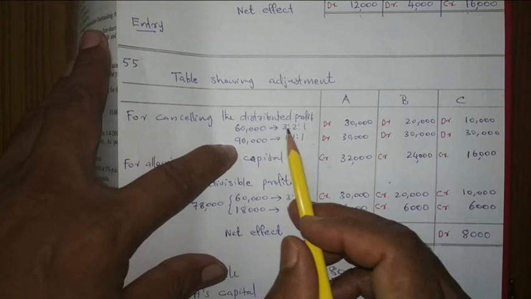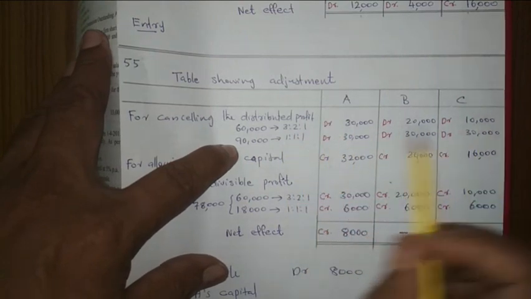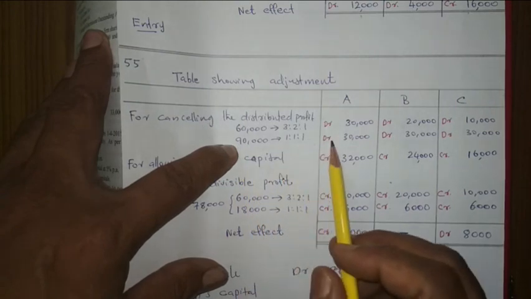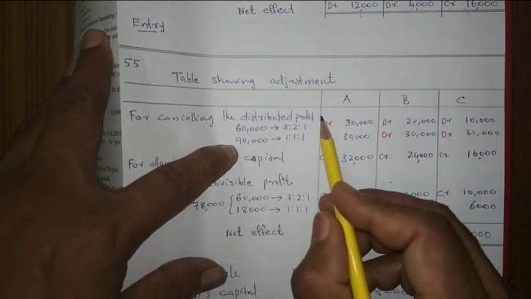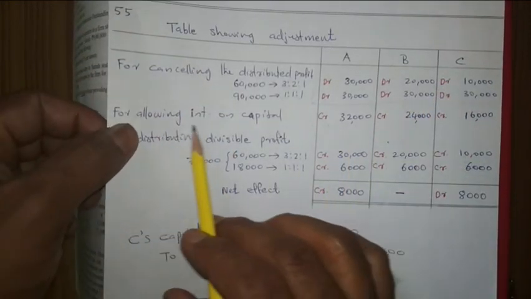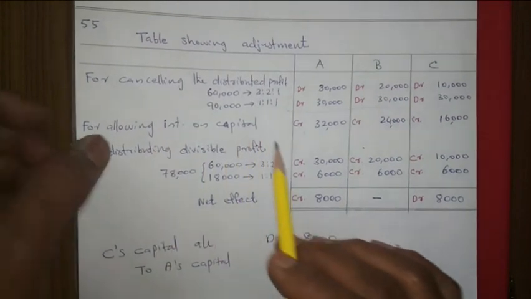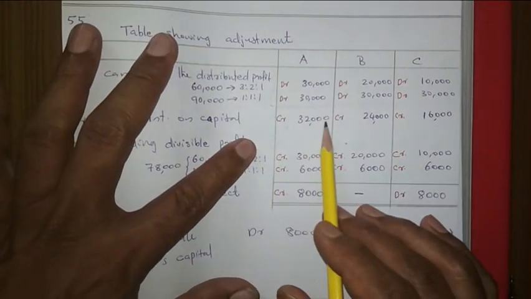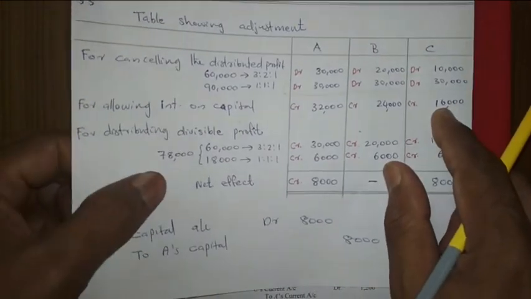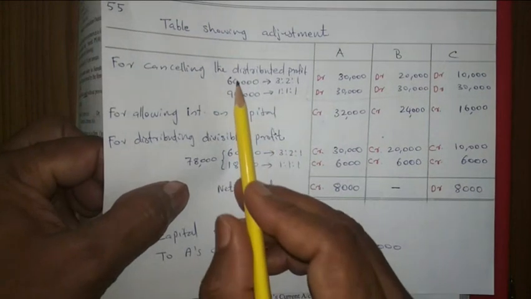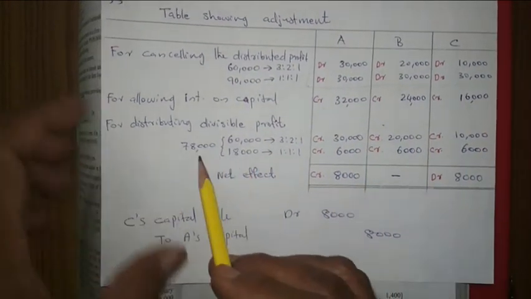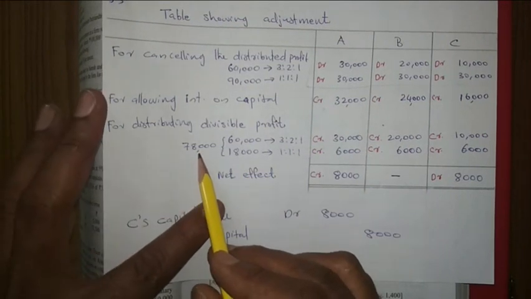First 60,000 in this ratio we debit in their capital accounts. Then the above 60, the profit was 90, that is equally cancelled. Okay, so these two are for cancelling the net profit. The next one is for allowing interest on capital, crediting interest on capital. So their respective share of interest on capital is credited. Then after that we find the divisible profit. To get the divisible profit, 1,50,000 minus this interest on capital, the answer is 78. 78,000 is the divisible profit.